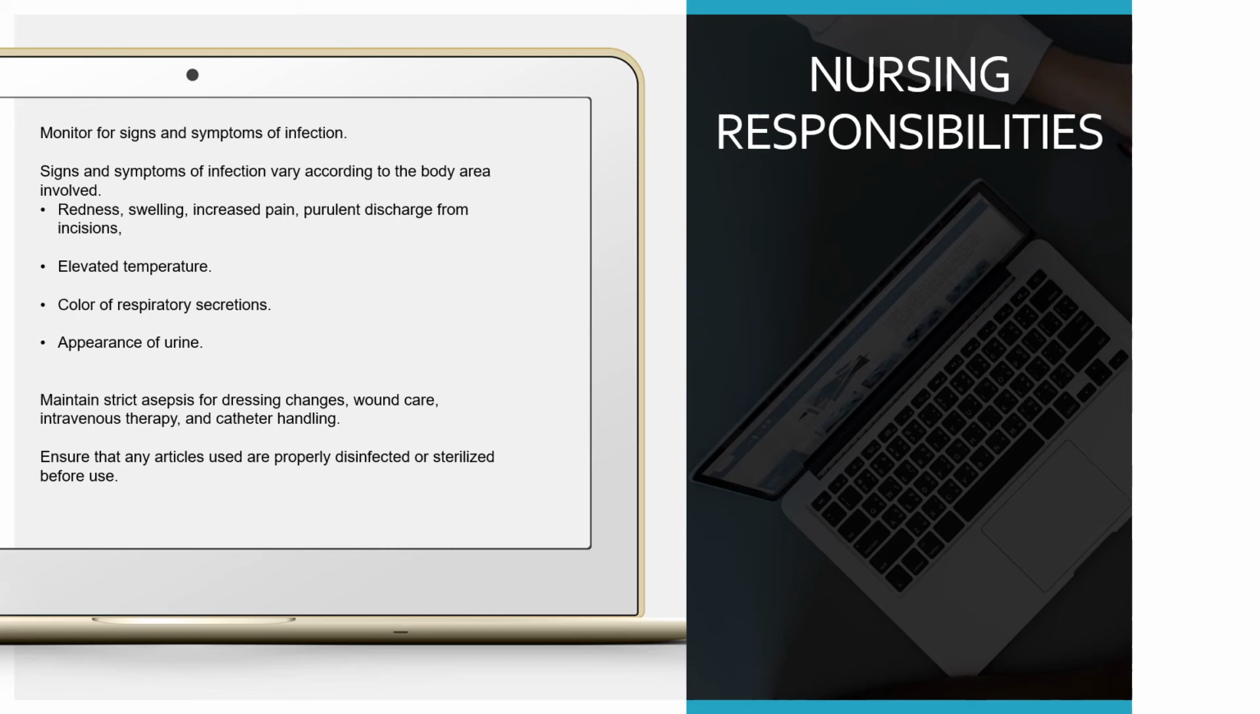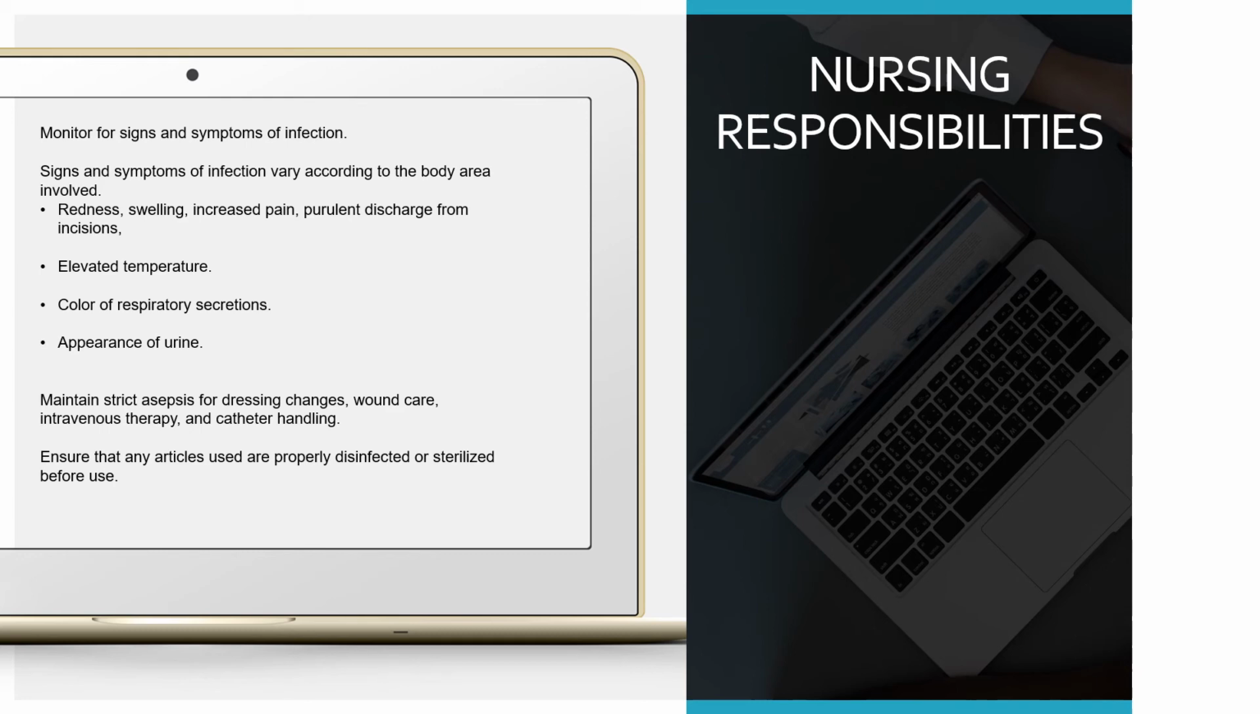Next, nursing responsibilities is to maintain strict aseptic technique for dressing changes, wound care, intravenous therapy, and catheter handling. Aseptic technique decreases the chances of transmitting or spreading pathogens to or between patients. Interrupting the chain of infection is an effective way to prevent the spread of infection. Then, ensure that any articles used are properly disinfected or sterilized before use. This reduces or eliminates germs.